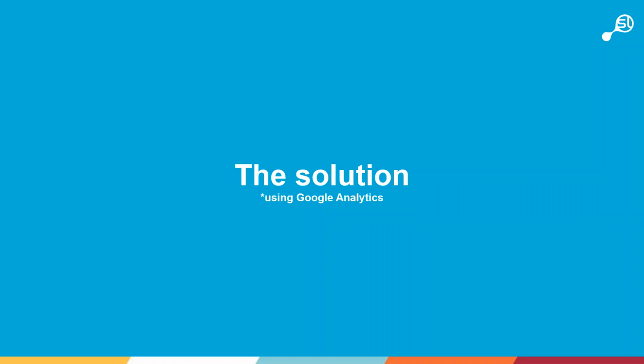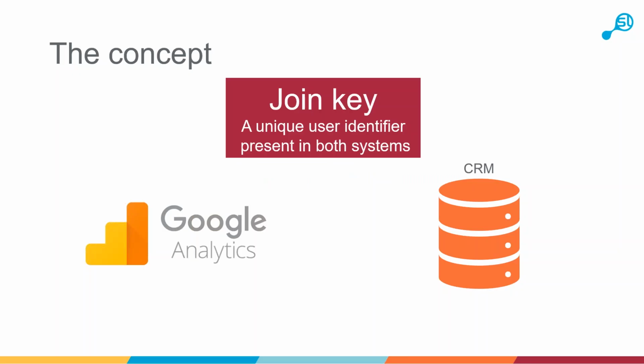So the solution, and I must stress as well, this is a Google Analytics solution. The main concept of this is being able to join the two key data sources. So this is joining Google Analytics with your CRM. To do that, we need to have a unique user identifier present in both systems, so we can actually map that at a later point. You can do this in two ways. One is the client ID. The client ID is Google Analytics' unique user identifier.